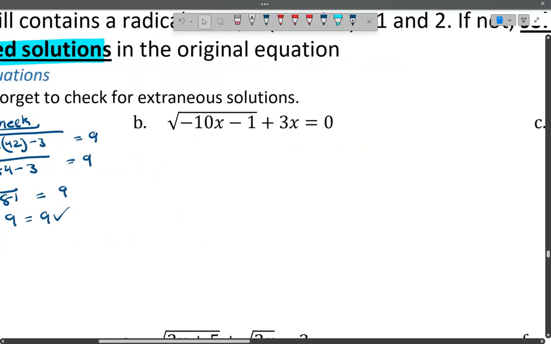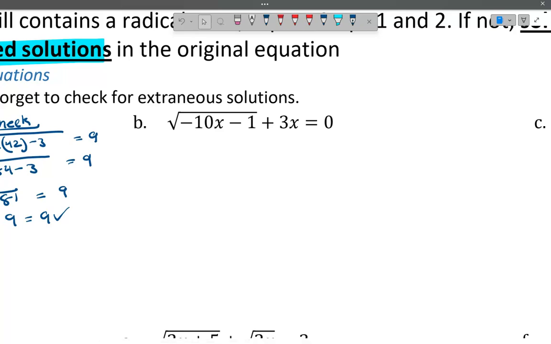Here, our radical is not isolated, so we need to get the radical by itself first. You don't need to write this part down, but I want to show you what happens when we don't isolate the radical, so that you understand why this step is so important. If I go ahead and square both sides of my equation, 0 squared equals 0, which is fine. That's not really the issue here.